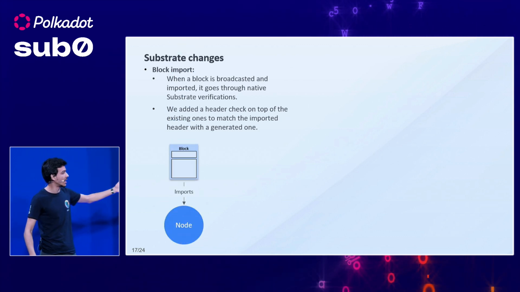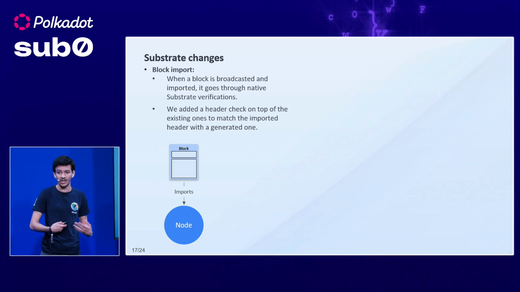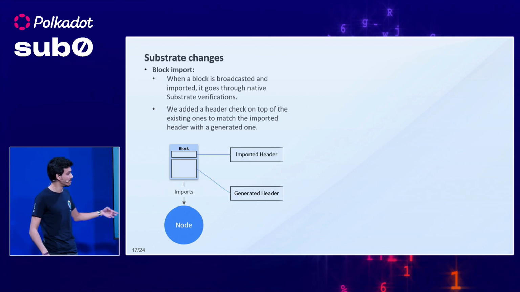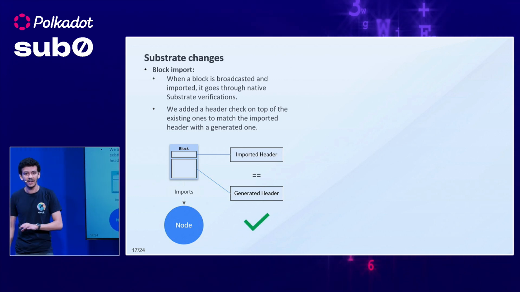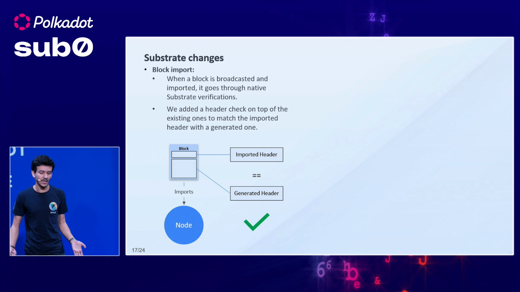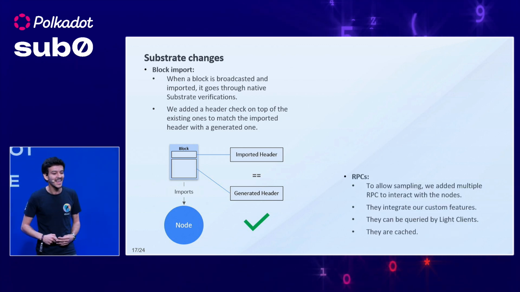So if we take a block and we import it normally, we'll get the block header, the imported block header, and we'll also get the body. From the body, we can make a generated header that will actually match against the imported header. And if it matches, then it means that the block is valid and that we can import it. Otherwise, it means that there is a really critical error somewhere.